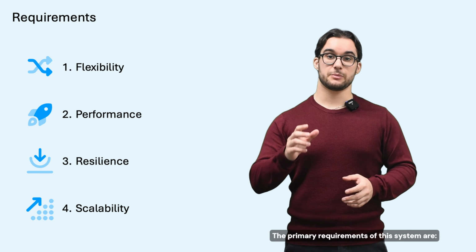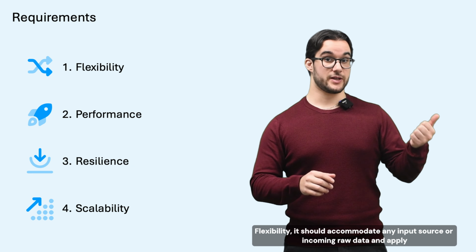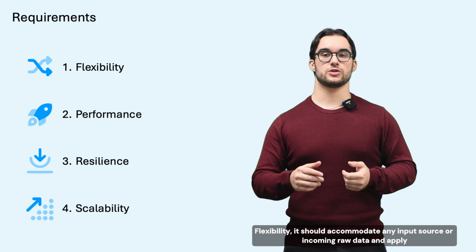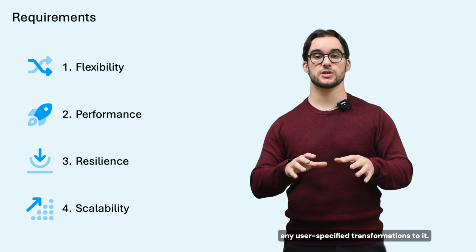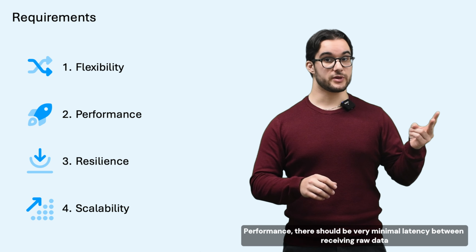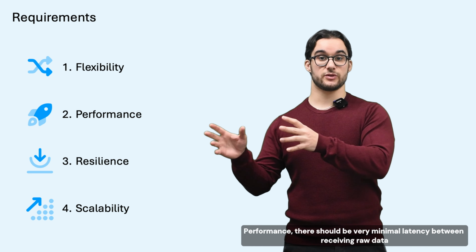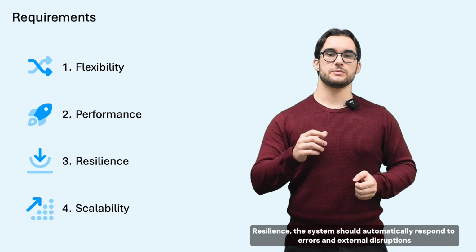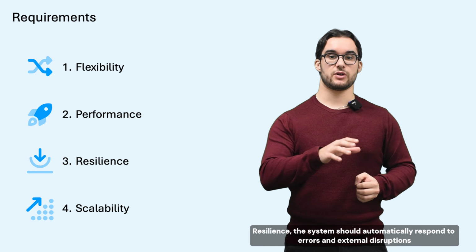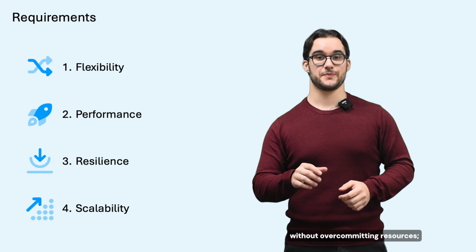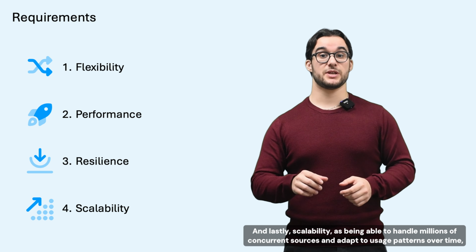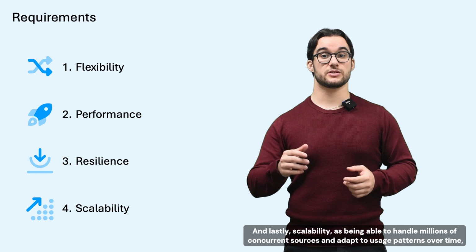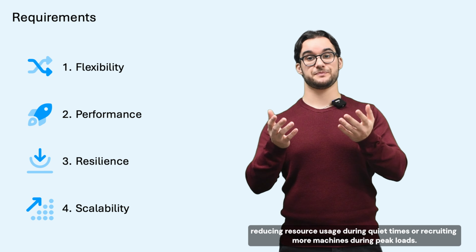It will actually allow for far greater flexibility and performance, while at the same time reducing resource usage and operational complexity. The primary requirements of the system are flexibility: it should accommodate any input source or incoming raw data and apply any user-specified transformation to it. Performance: there should be very minimal latency between receiving raw data and sending out the transformed output. Resilience: the system should automatically respond to errors and external disruptions without overcommitting resources. And lastly, scalability, being able to handle millions of concurrent sources and adapt usage patterns over time, reducing resource usage during quiet times or recruiting more machines during peak loads.